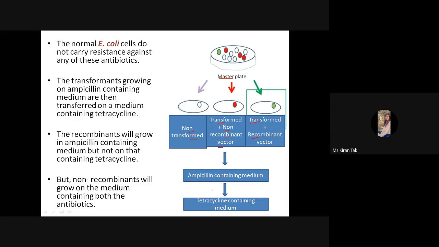If the cells do not contain any plasmid, as E. coli does not have any antibiotic resistance gene, the cells of the E. coli that do not have the plasmid will not grow on ampicillin containing medium. That means non-transformed cells will not grow in the ampicillin containing medium. Only transformed cells will grow. Then we will transfer this colony onto the tetracycline containing medium with the help of replica plating.